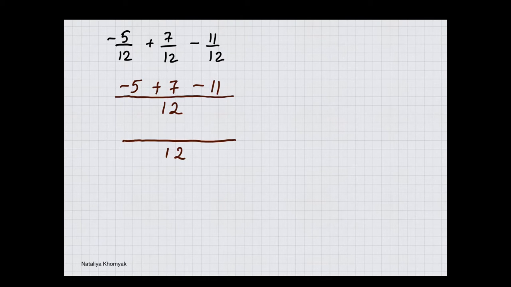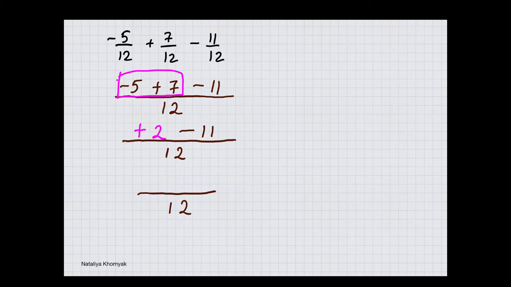After you have that, on the next step, we still have the same denominator, 12, and we want to combine numerators. We have 3 numbers in a row. You want to combine 2 at a time. So let's go left to right. -5 and +7, they both have different signs, and we have more positives, so it will be positive. And the difference between 5 and 7 is 2. This 11 we haven't dealt with yet, so we copied it as is.